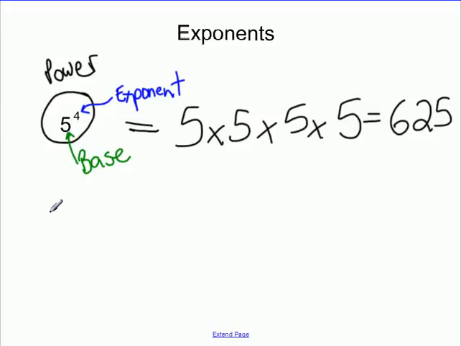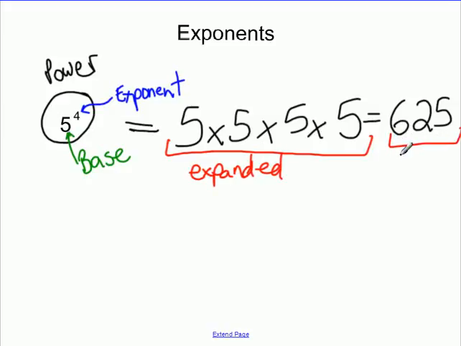Not that tricky. What I want you to do, I'm going to give you 2 more examples, and then I'm going to ask you to pause the video, figure out how much those exponents are in standard form, and we'll go from there. This is what we call expanded form of the exponent. And this, just the plain old number, how much it's equal to, is called standard form.